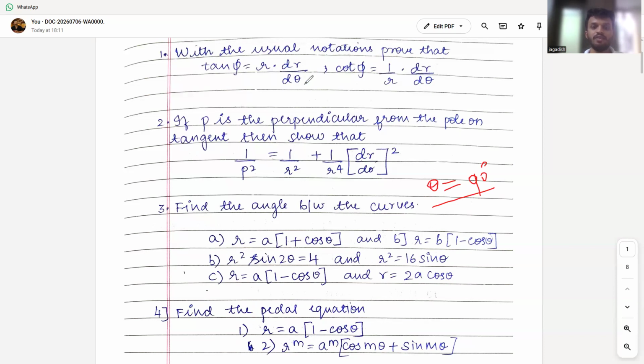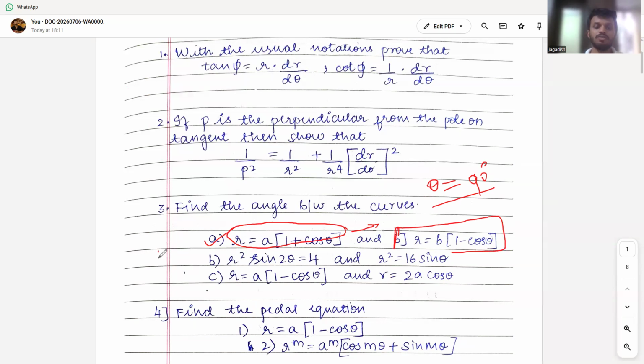So you need to use the same tan phi is equal to r into dr by d theta, applying log on both sides. Compare and substitute wherever you get. With r into dr by d theta, you have to find out the angle. First, you have to take the first curve and differentiate with respect to theta. Then you have to take the second curve and differentiate with respect to theta.